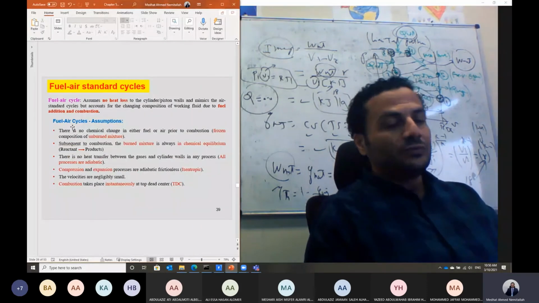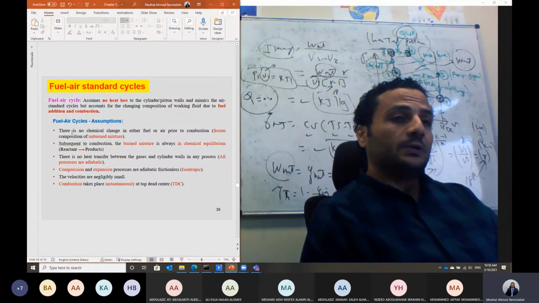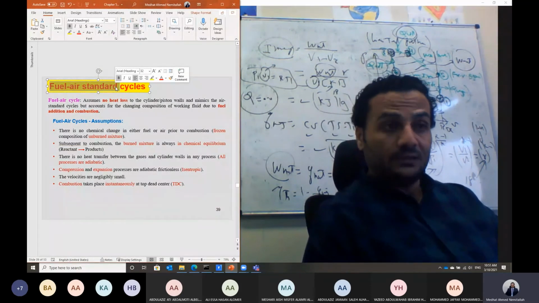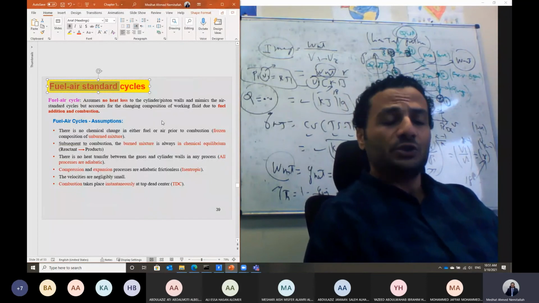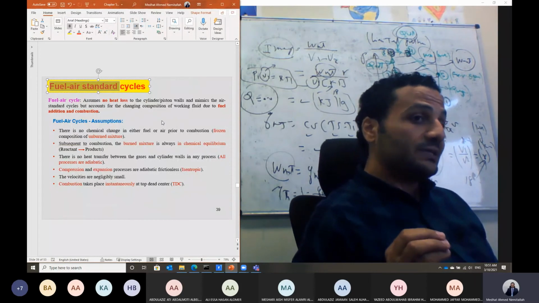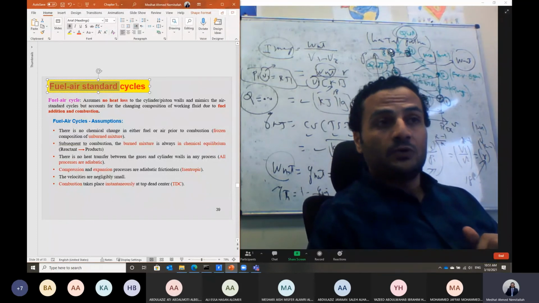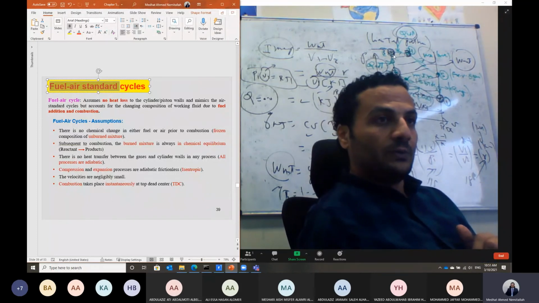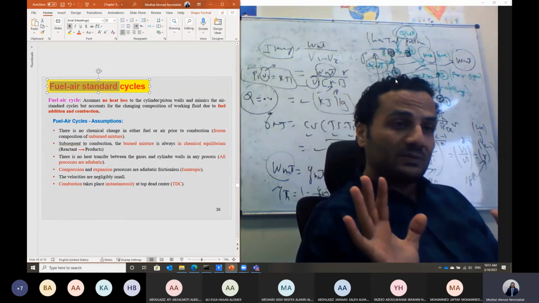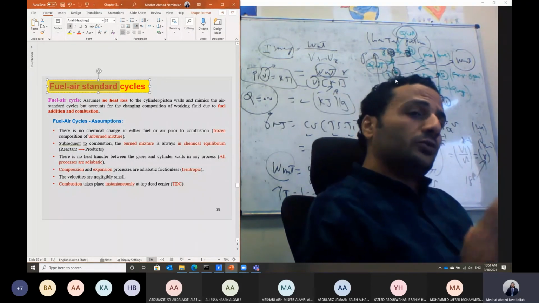But let's try to modify this cycle. Instead of air, we will include air plus fuel, and in this case the cycle will be called the fuel-air standard cycle. Still, it is a standard cycle. We will consider the compression and expansion processes as isentropic, and also assume the combustion takes place instantaneously. In the Otto cycle, it takes place instantaneously when the piston reaches top dead center at constant volume, and in the diesel cycle, we'll assume it under constant pressure.